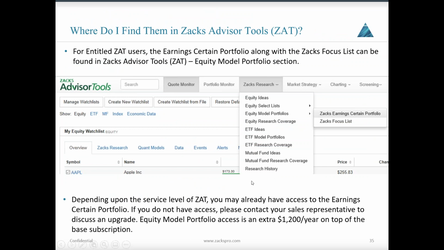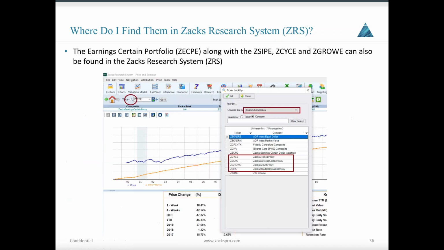Where do I find this information in Zacks Advisor Tools? For entitled ZAT users, all you do is go to your equity model portfolios, earnings certain portfolio, and the focus list that I referred to is here. Keep in mind for existing clients, obviously everybody's an existing client on this call, you may already have access to the earnings certain portfolio through these equity model menus. If you do not, contact your sales rep and discuss an upgrade. Depending upon the service level, it's included at some levels. Otherwise, you have to pay an additional $1,200 or so to get access to it, and that's per year. So they'll be happy to discuss your options at that point, depending upon what service level you have.